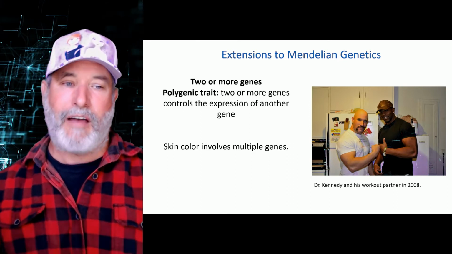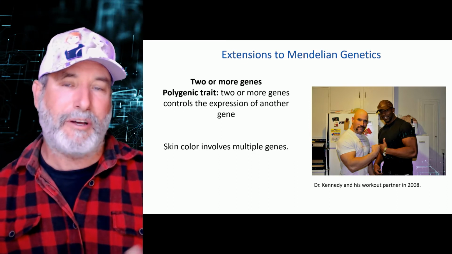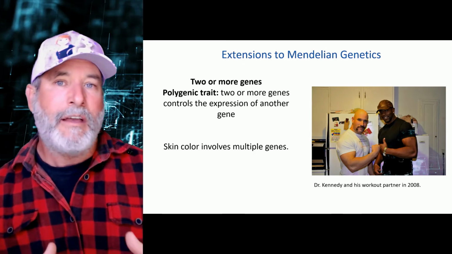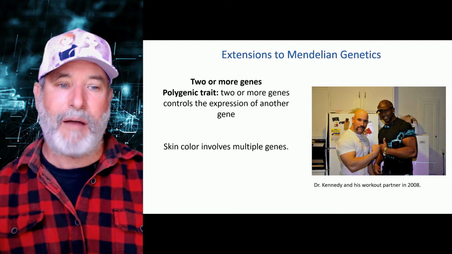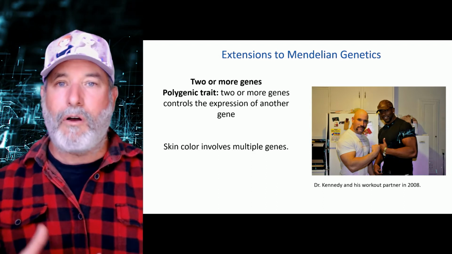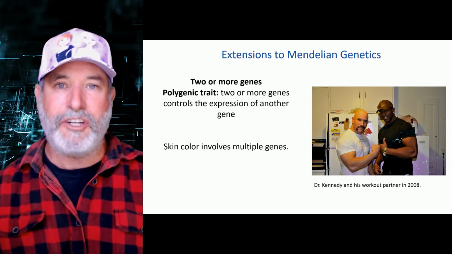So if you're of African descent, like my buddy here, this is one of my best friends, he's a workout partner. He's producing all kinds of melanin. I'm not producing as much. So this is a polygenic trait with multiple genes.